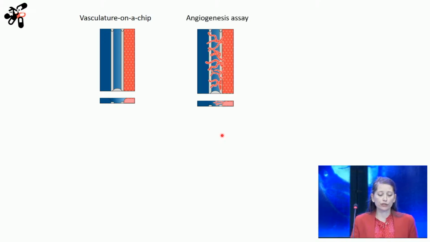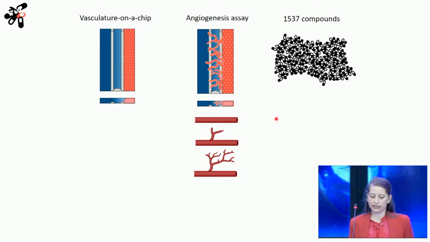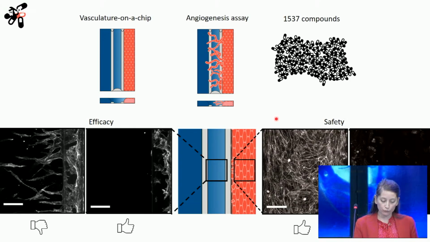And as assay, we used this angiogenesis assay, which triggers angiogenesis, so the formation of these sprouts. And we tested this large number of compounds. And we looked for compounds which were capable of inhibiting angiogenesis, so basically killing the sprouts, without affecting the main vasculature, so the main tubule.